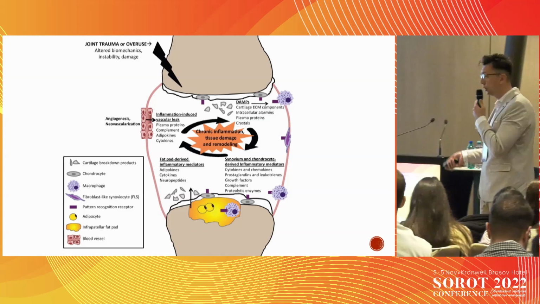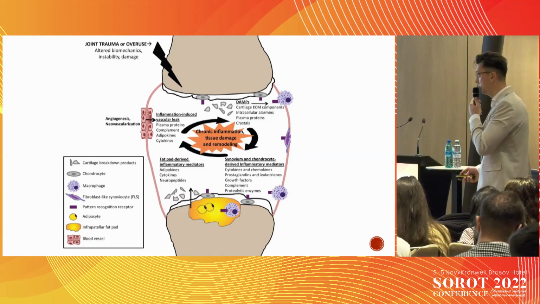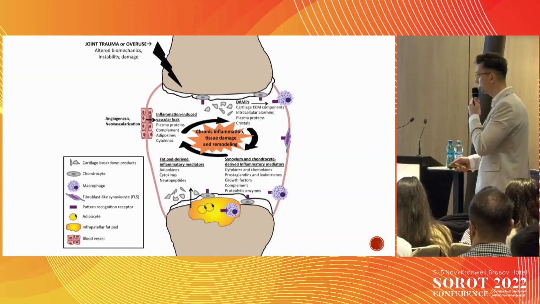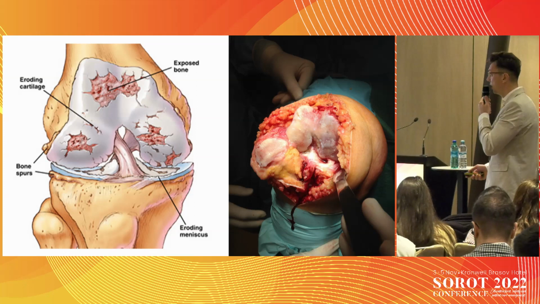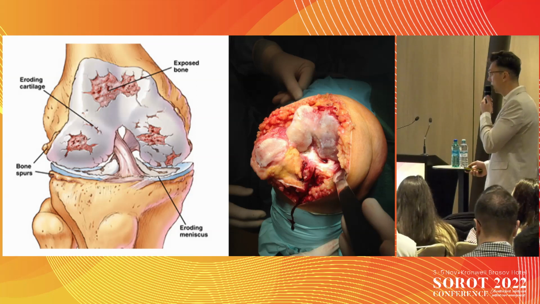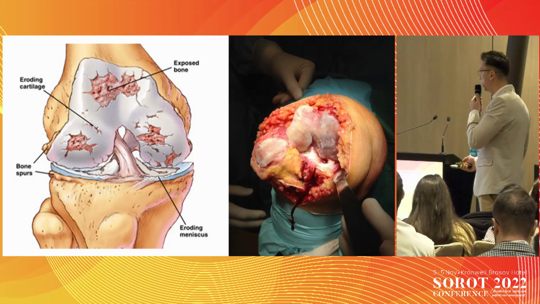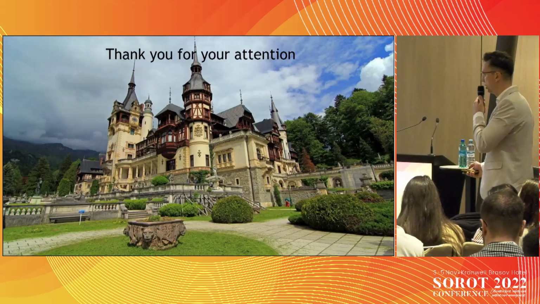Joint trauma or overuse induces a cascade of reactions in the bone tissue and joints, which can lead to signs like erosion of the bones, erosion of the cartilage tissue, and degradation of the cartilage. So, thank you.